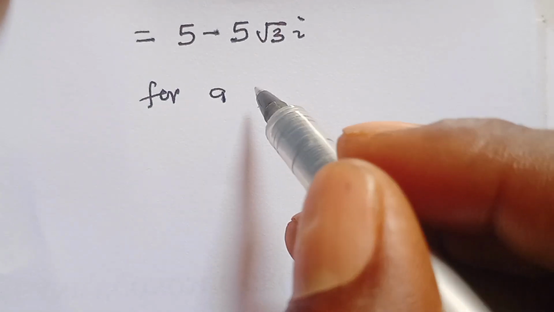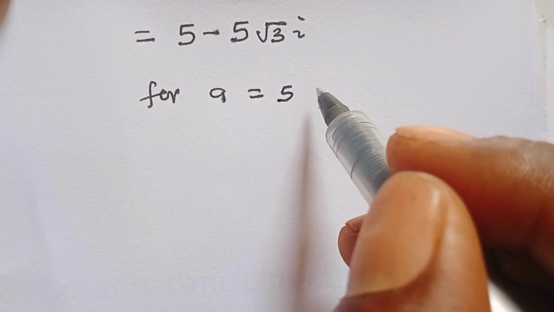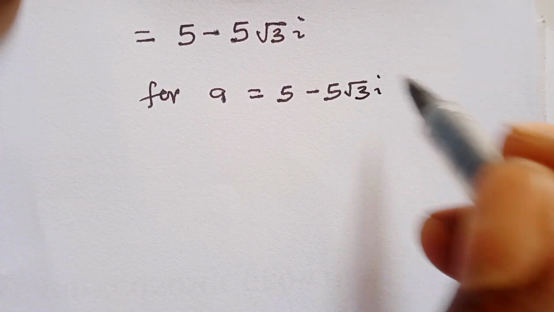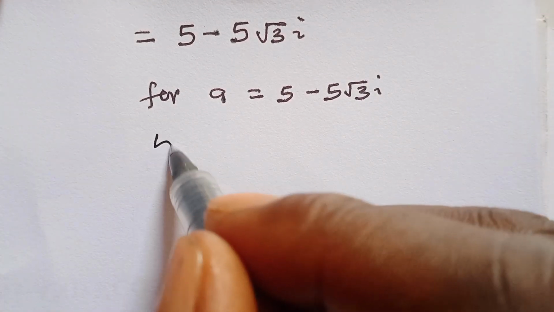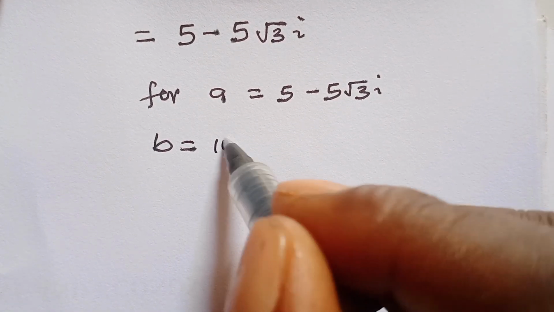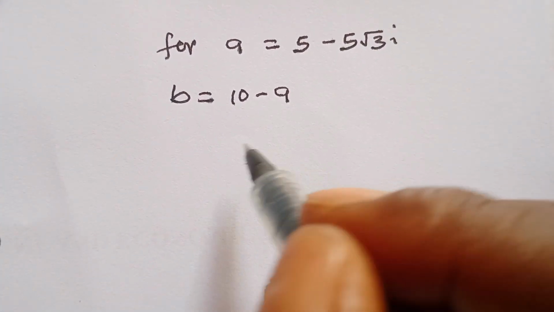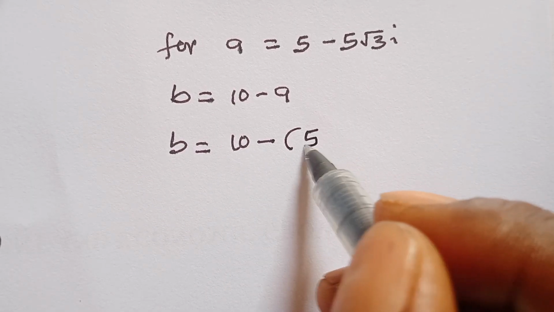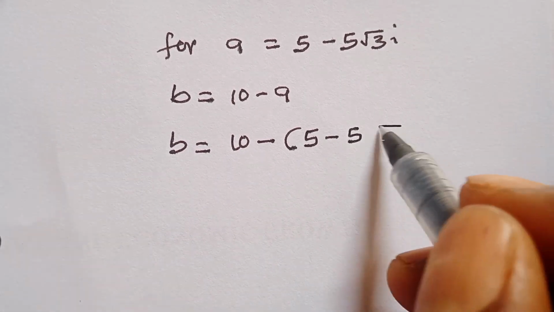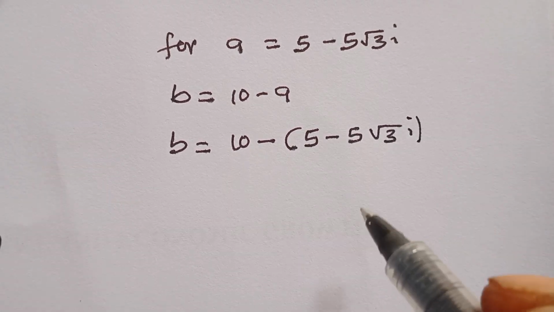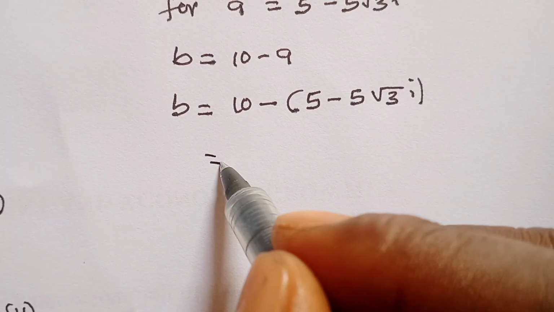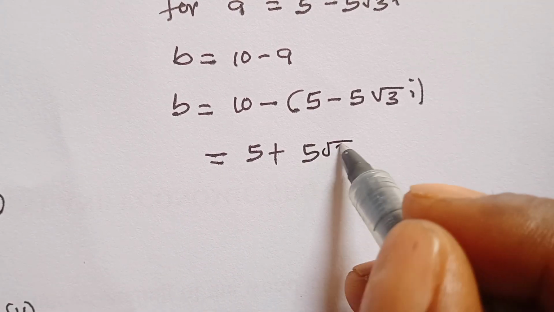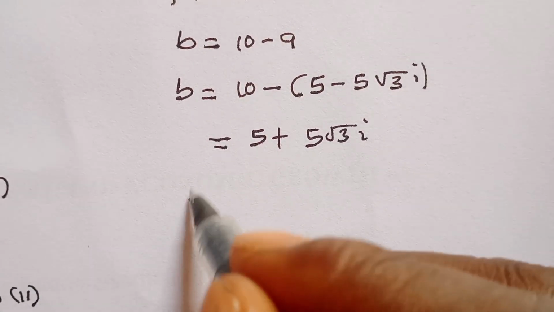So for the second value of b, since we had two values for a, definitely we must have two values for b as well. So now we are having a to be equal to 5 minus 5 square root of 3i. Don't forget b is equal to 10 minus a. On substitution for the value of a, we'll be getting the second value of b. Therefore we have 10 minus, in brackets, 5 minus 5 square root of 3i. So now that is equal to 10 minus 5, that's 5, minus times minus plus 5 square root of 3i. So this is the second value of b that we have.